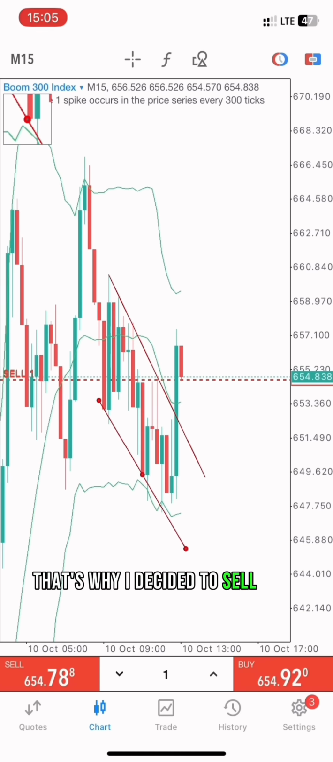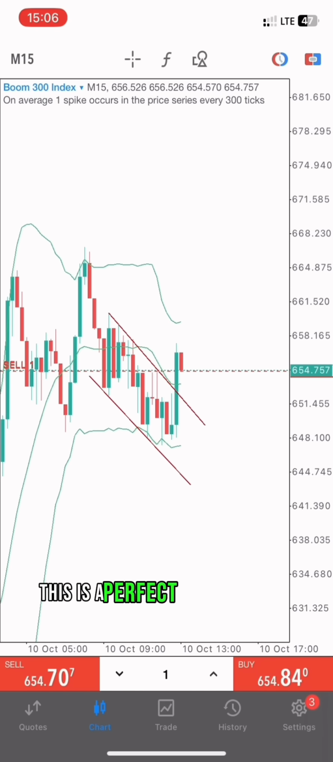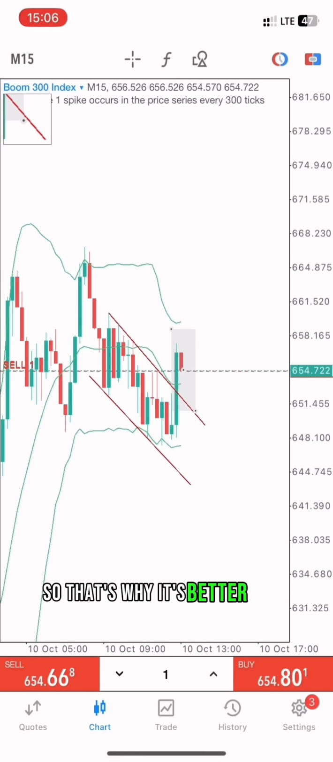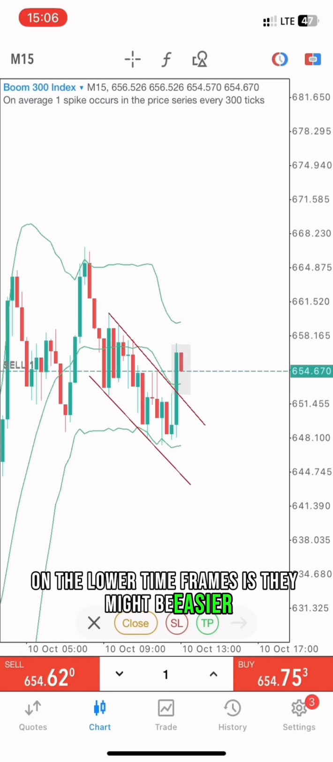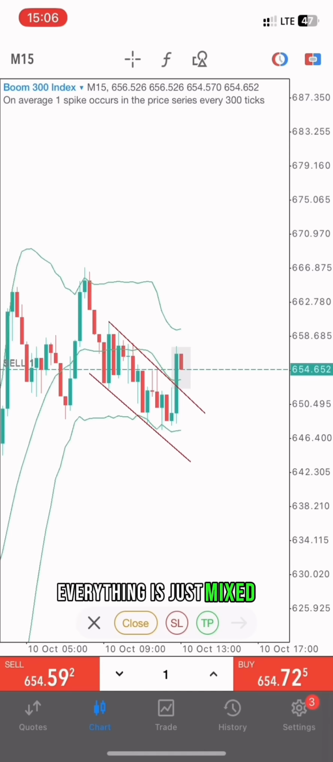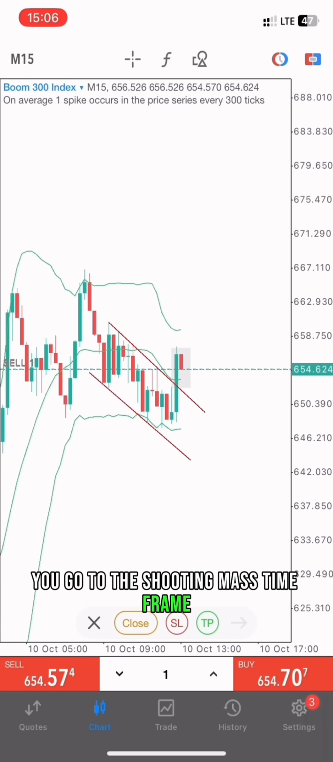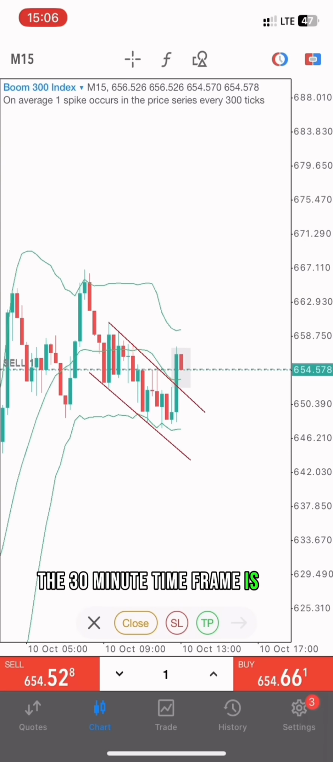After breakout, there's always a retest. You need to notice the kind of breakouts. This is a perfect breakout. Okay, if you go to the high time frame, you might not see clearly, so that's why it's better to go on the lower time frames, as they might be easier, such as this one. It's not easy to see in the one hour time frame. Everything is just mixed up. So in order to see well, you go to the 15 minutes time frame or the 5 minute time frame to see better. The 30 minutes time frame is not that good.